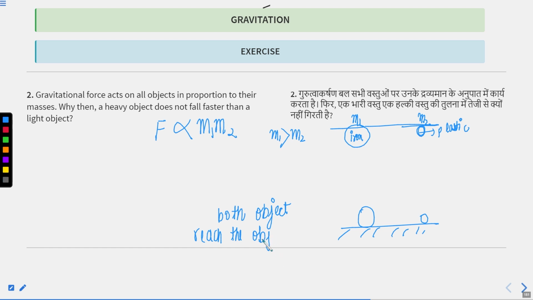Reach the ground at the same time. Why? What is the correct answer according to you?